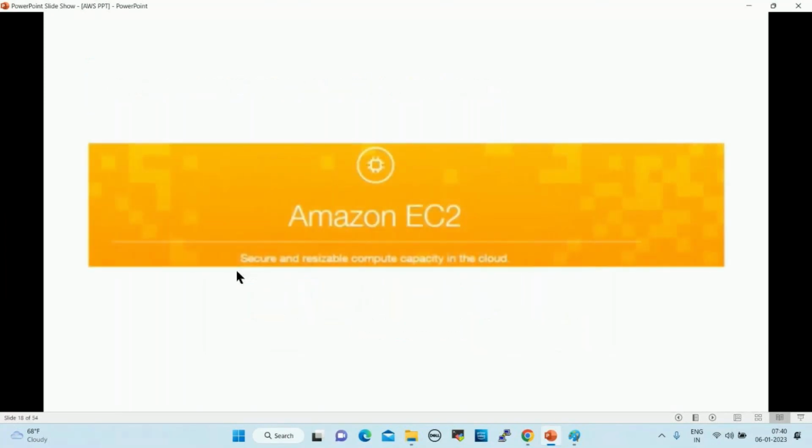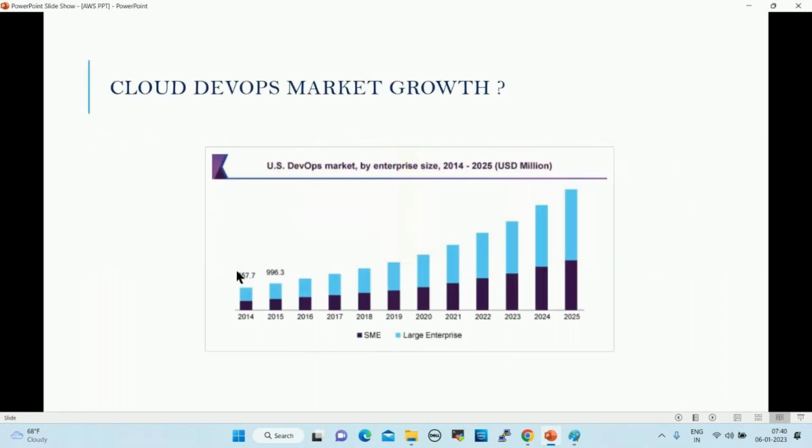So this is Amazon EC2. When we start working on AWS, we'll see this by then. Any questions up to here? Anyone?